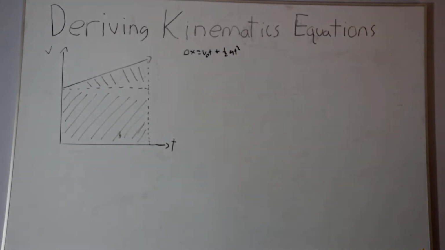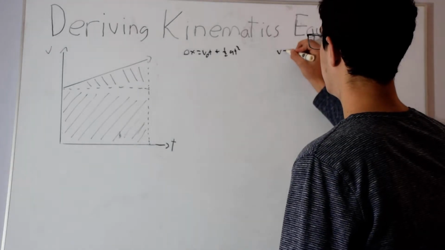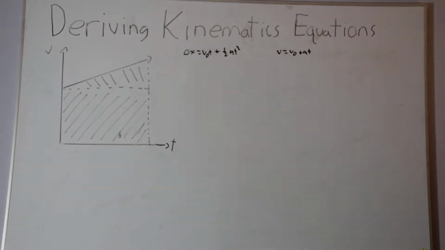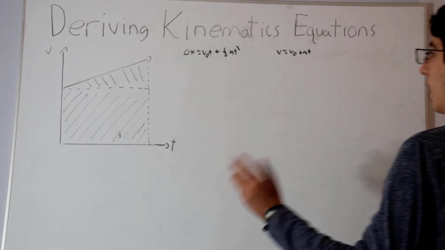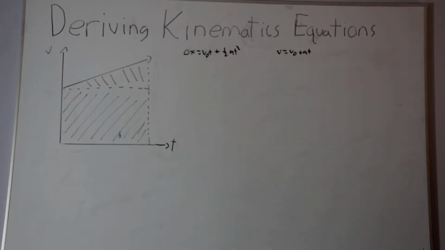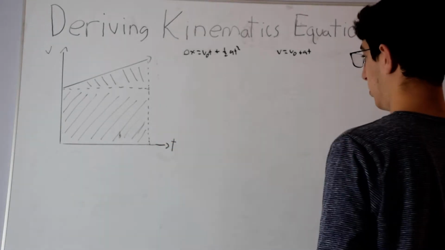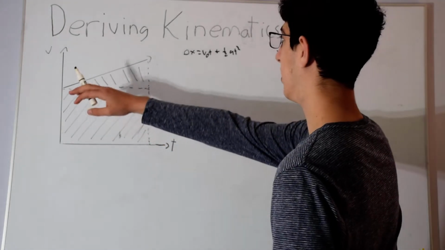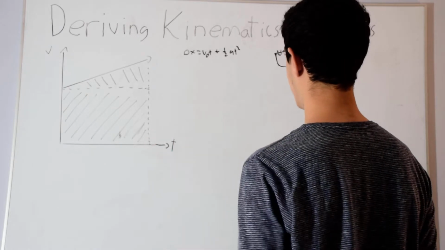And for this derivation I'm going to need two things. I'm going to need the equation v equals v0 plus at. And I'm also going to need this graph of some object, velocity versus time. This can be any object, and the graph can look any way. But if we look at it like this, it's very simple. And as we know, the area under a velocity versus time graph is its displacement.